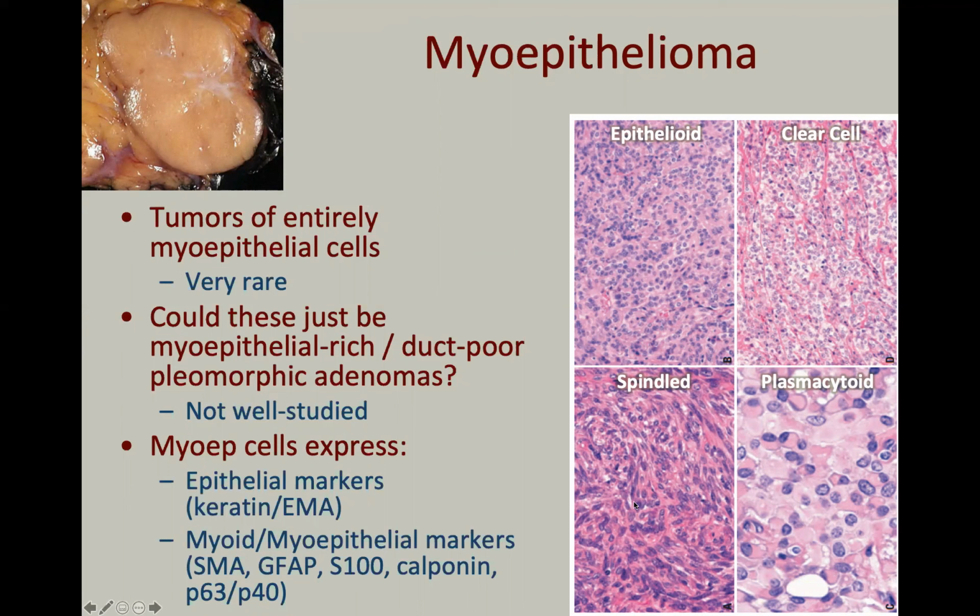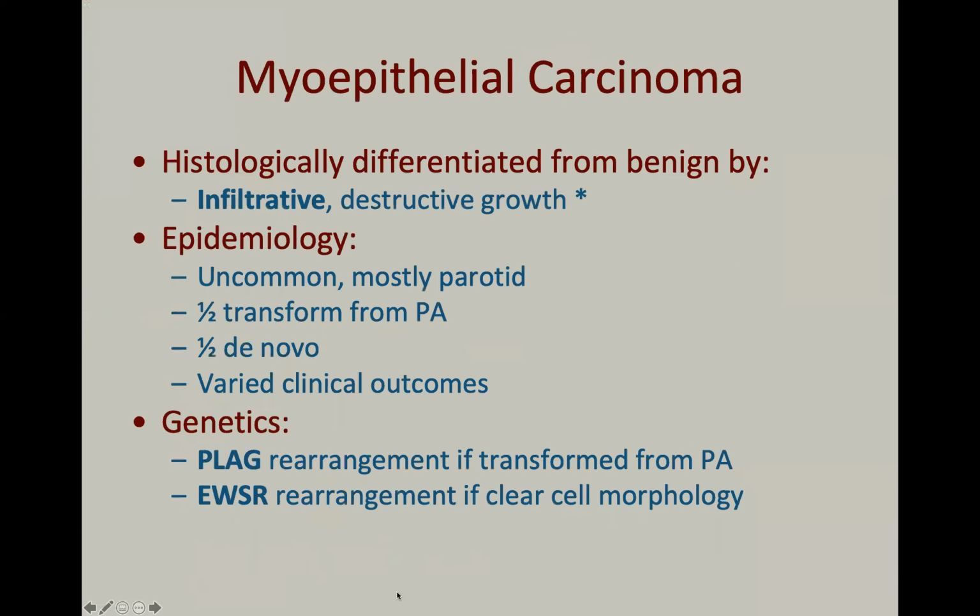Remember how we talked about PA being a combination of epithelial and myoepithelial cells, and sometimes the myoepithelial cells can be very prominent and spindled. Well, if you have a tumor that's entirely of myoepithelial cells without any epithelial cells or ducts, these are called myoepitheliomas. In the salivary gland, they are very rare. It's thought that maybe they are just duct-poor pleomorphic adenomas. They should stain with both your epithelial and your myoid/myoepithelial markers.